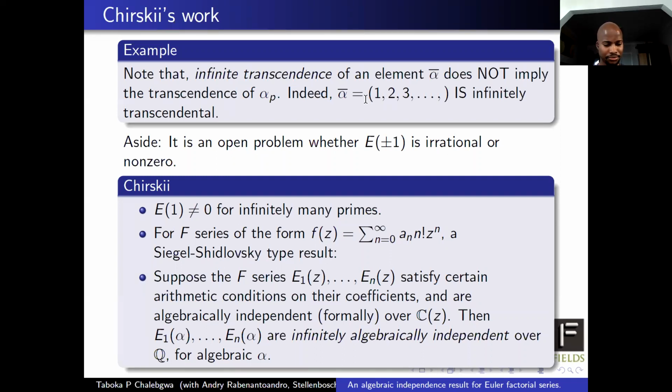In this case, we look at a slight generalization of the Euler factorial series, where we also impose conditions on the coefficients of your function. So the F series or F functions are defined in an analogous manner to how we saw E functions being defined, by imposing certain arithmetic restrictions on the coefficients of the functions.